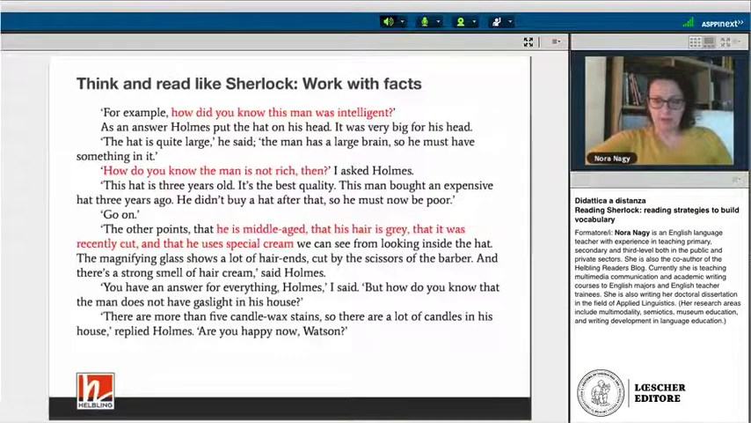Try to memorize some of the answers to the 3 questions. How did you know this man was intelligent? How do you know the man is not rich? And how do we know that he is middle-aged, that his hair is grey, and that it was recently cut, and that he uses special cream?